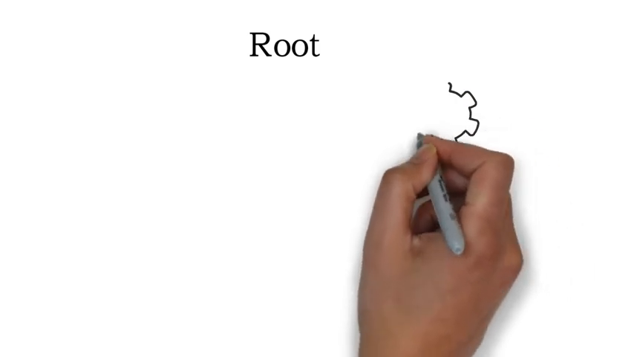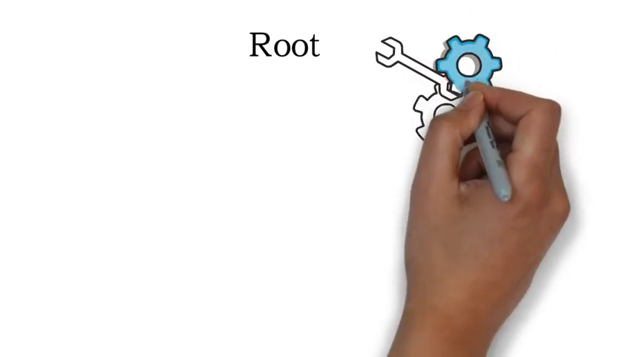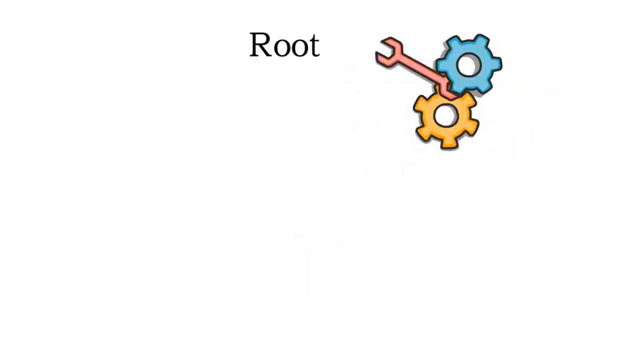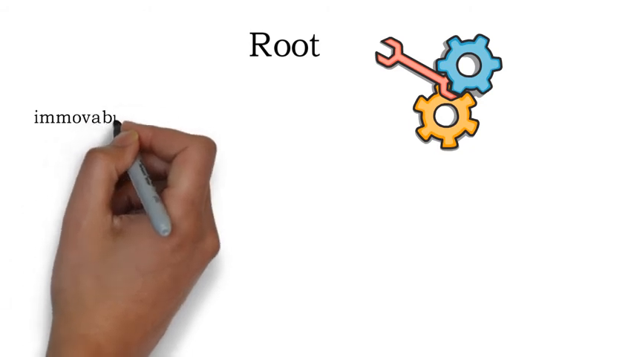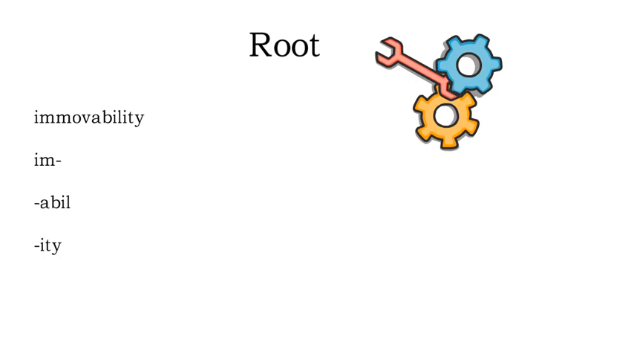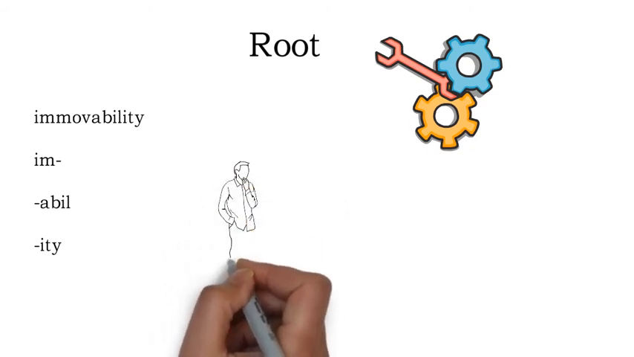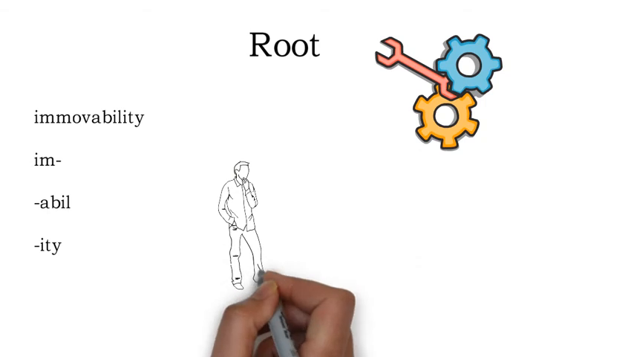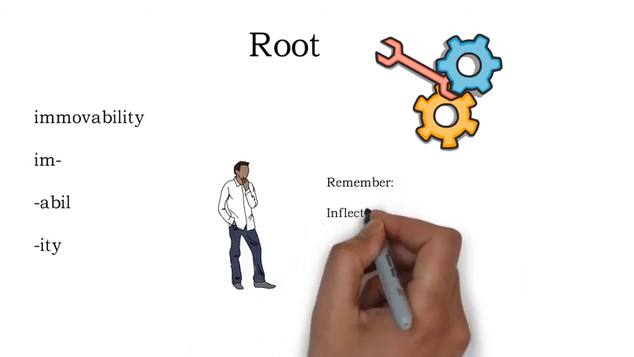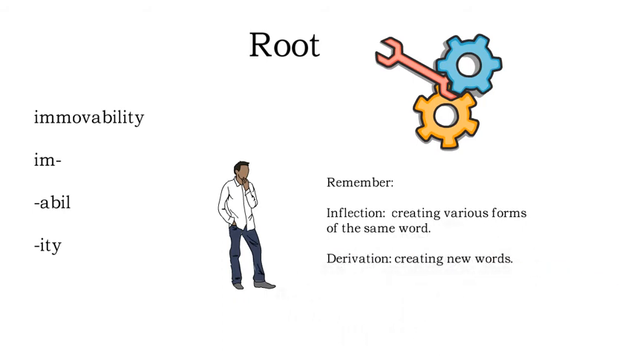We can regard the root of a word as the morpheme left over when all derivational and inflectional morphemes have been removed. For example, in immobility, im, abil, and ity are all derivational morphemes, and when we remove them, we are left with move, which cannot be further divided into meaningful pieces, and so must be the word's root. Remember, inflection creates various forms of the same word, derivation creates new words.